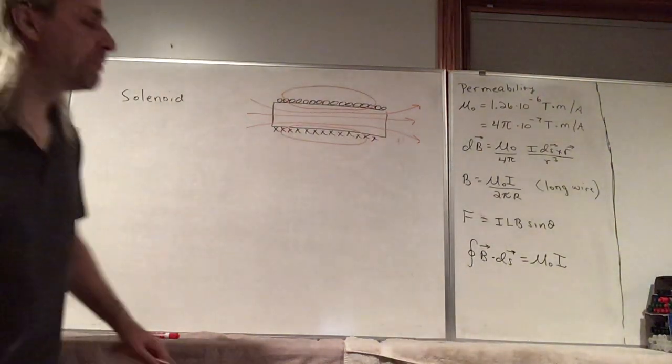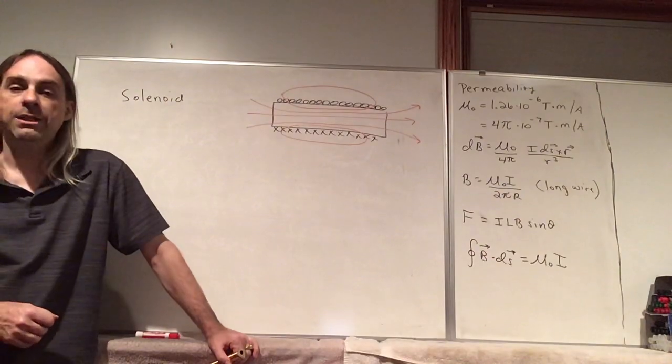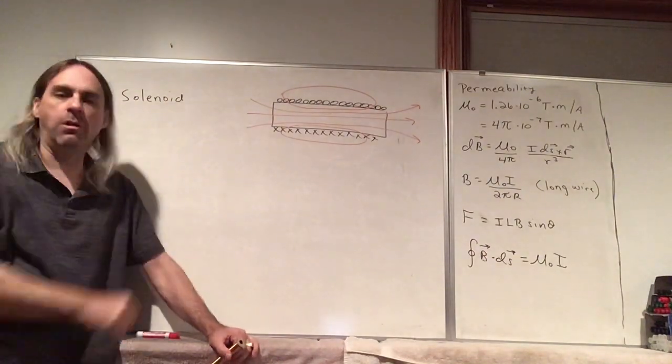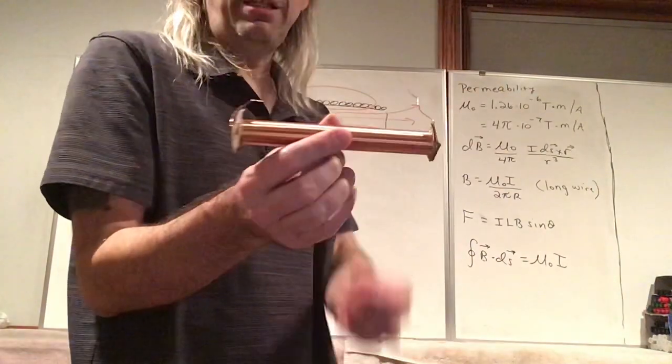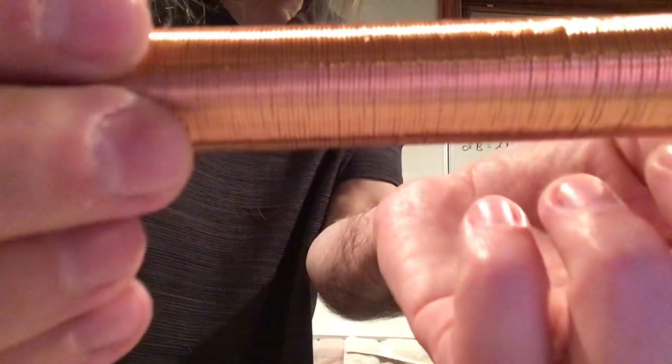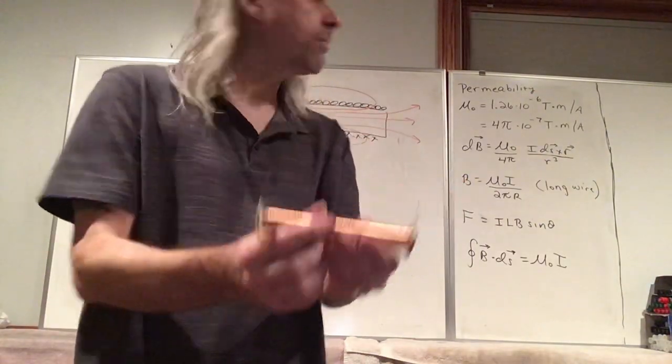Hello, class. Okay, so we're going to talk about a device called a solenoid. I drew one here, but I have an actual solenoid here. Basically, it's just a cylinder, and if I hold it up, you can see this is just one wire that's wrapped around it many, many times. And so you can run a current through it.